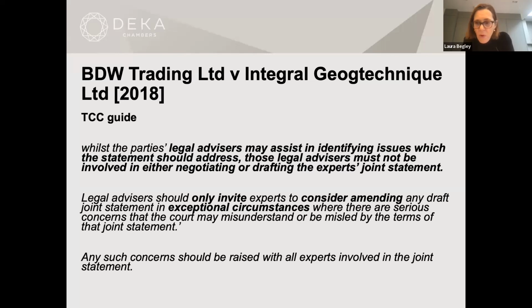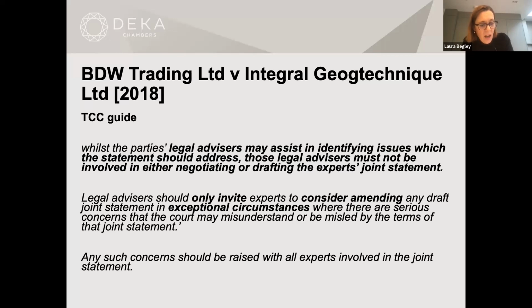And there were 4 expert witnesses, including an expert called Dr. Tonks, who was a consulting engineer. He was a specialist in geotechnical engineering. This was a case that appeared before the TCC, and in fact, the TCC guide, so the Technical Construction Court guide, is very similar to the King's Bench guide in terms of the guidance to parties.